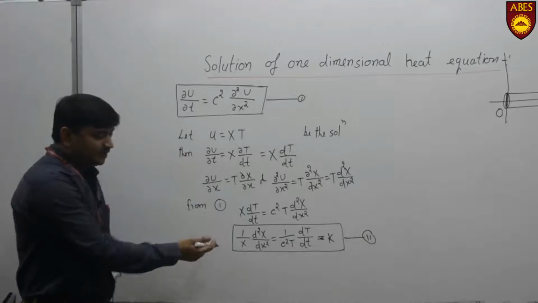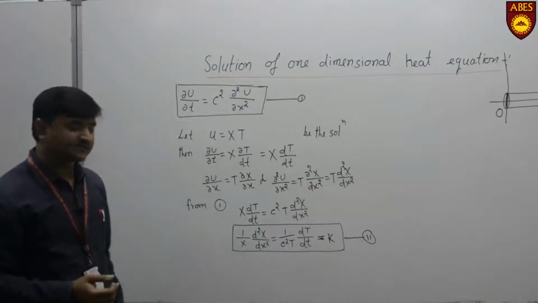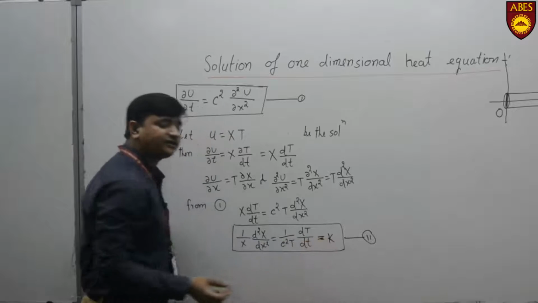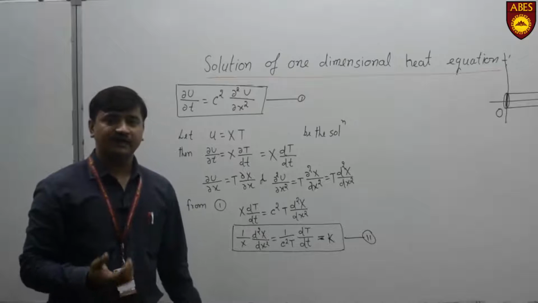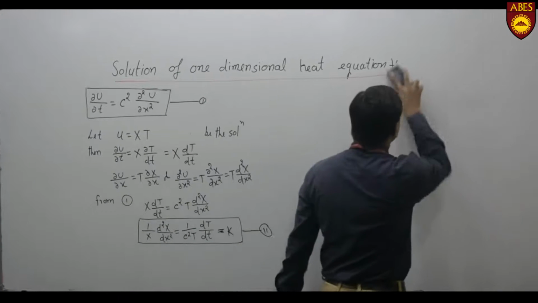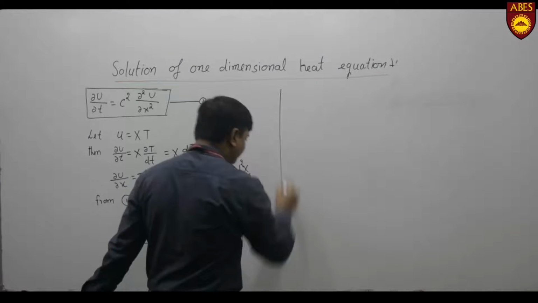After here, we are having 3 possibilities of this relation, because both sides are equal to a constant, and a constant may be 0, may be positive and may be negative. To discuss this, we will consider all the cases. Case number 1.